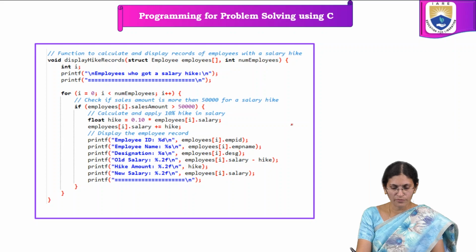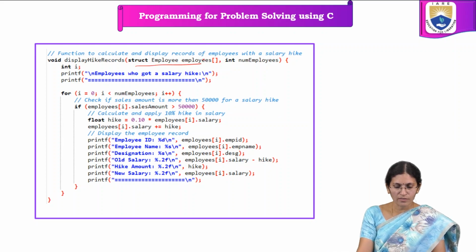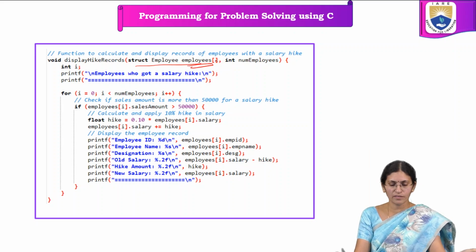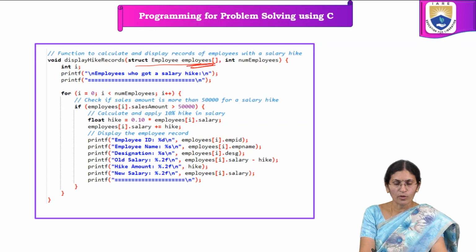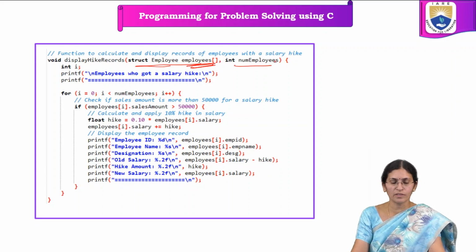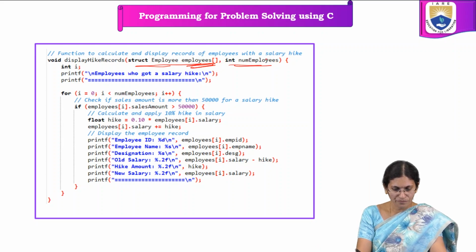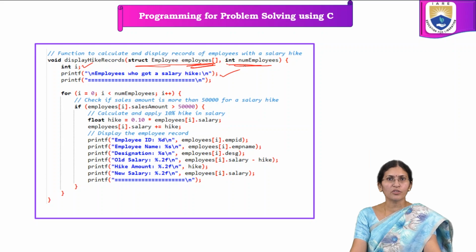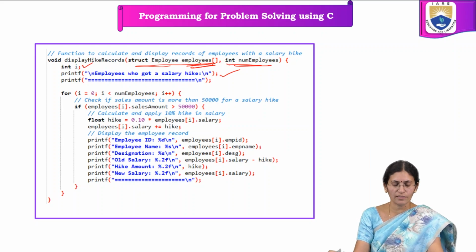And here in the function definition, we need to declare a structure variable. This variable is of type array. Employees is an array of type struct employee, and this is the size of the array. Inside this function, we have declared one variable i. Then we are writing a printf statement, employees who got a salary hike. Now we are going to display the information.